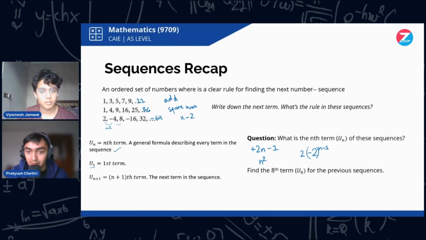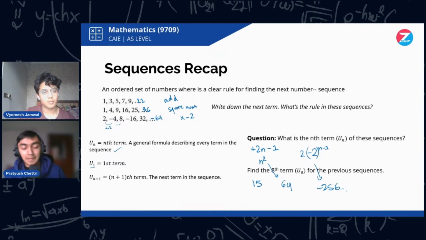What we do is, instead of n, we put 8. So 2 times 8 is 16, minus 1, that should be 15. For 8 squared, that should be 64. For this, I'm going to use my calculator. 2 times minus 2 to the power 8 minus 1 should be minus 256. So this is a recap of sequences. Maybe you might not have done geometric, but you've definitely done linear, arithmetic, that's the word, linear sequences, and maybe quadratic.